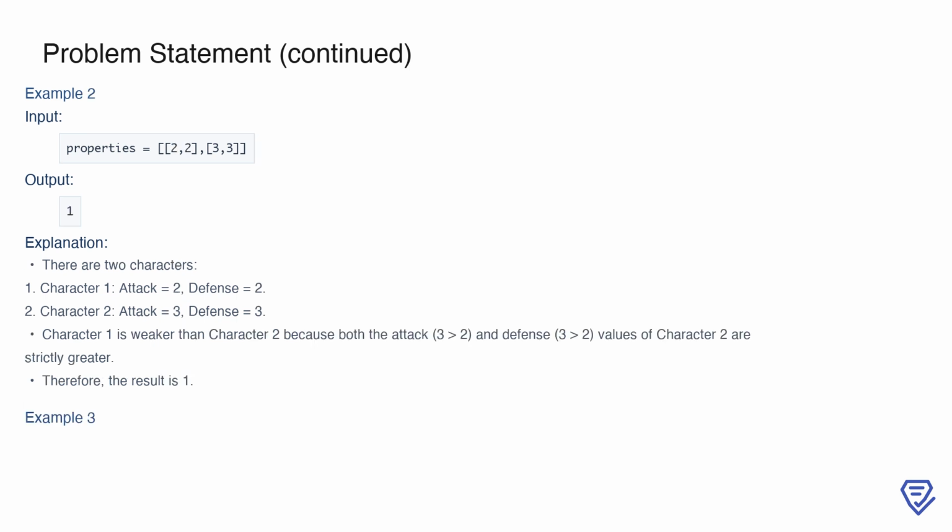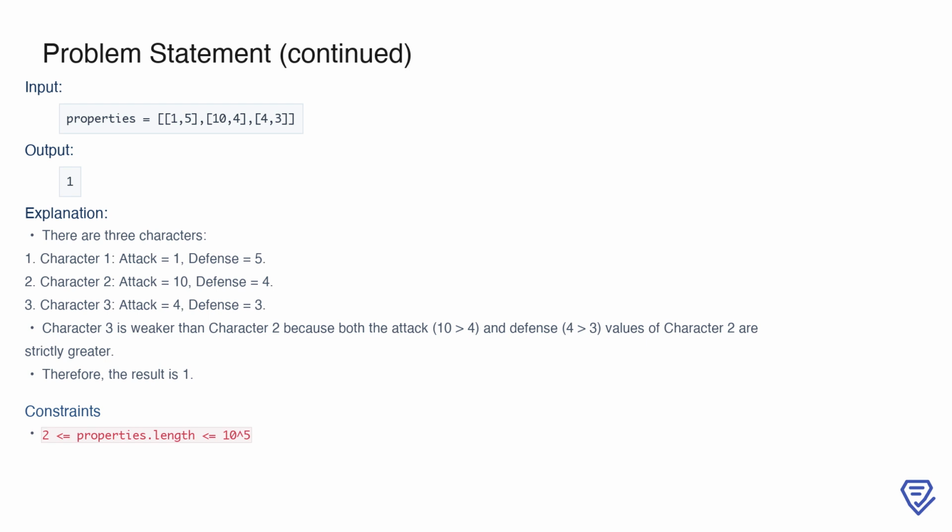Next, consider another example where the input is properties equals [[2,2],[3,3]]. Here, there are two characters. The first character has an attack and defense value of 2, while the second character has an attack and defense value of 3. When we compare these two characters, we see that the second character has both a strictly greater attack value, 3 greater than 2, and a strictly greater defense value, 3 greater than 2, compared to the first character. This makes the first character weak. Since there is exactly one weak character in this case, the output is 1.